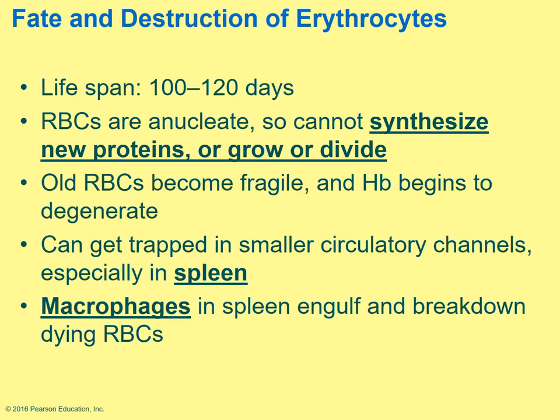The lifespan of erythrocytes is about 120 days. They can't divide, they can't grow. It's dependent on the original stem cells. So what happens as a red blood cell starts reaching that 100-day mark, the old ones become very fragile. The hemoglobin starts to degenerate. They can get trapped in some of your smaller capillaries, especially in the spleen. And then macrophages are going to engulf them, break them down.